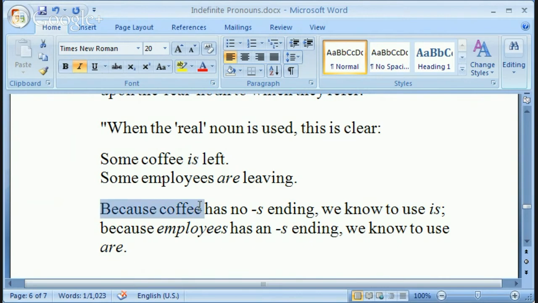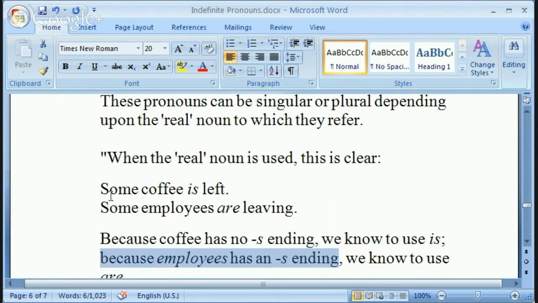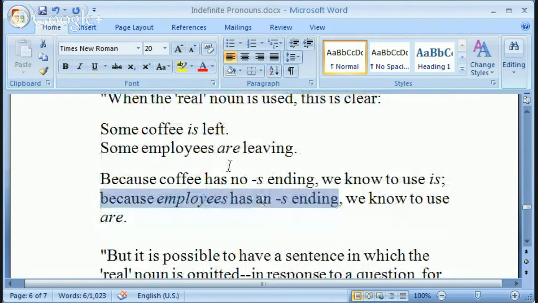All right, it says it in a different way. Coffee has no S ending. Employees has an S ending. Yes, Elise is exactly correct. We're talking about countable and uncountable. Okay, some, so we know it's very clear. Some coffee is left. We can understand whether it's plural or not.